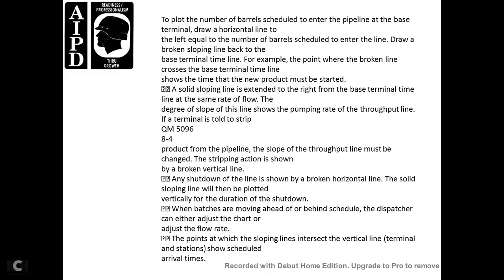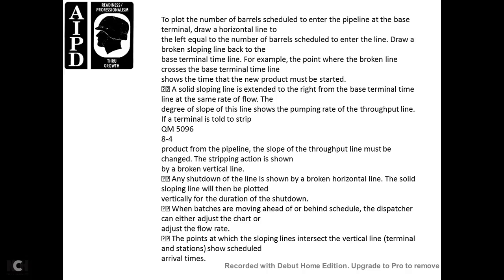The degree of the slope shows the pumping and the rate of throughput in the pipeline, and the terminal is told. The slope of the pipeline throughout the output must be changed with the stripping action, as shown with the broken vertical line. Any shutdown of the line should be shown with a broken horizontal line, and the solid sloping line will be plotted with the vertical and duration of the shutdown.